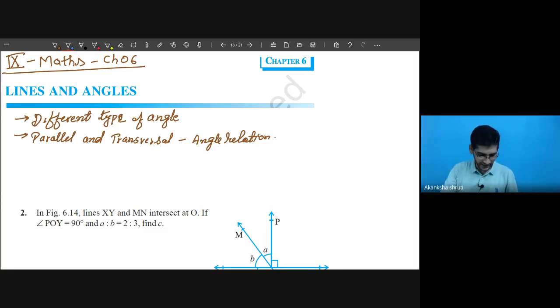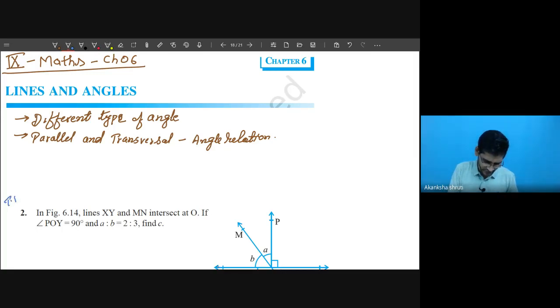Good evening, students. Today we are going to solve some of the important questions based on the concept of lines and angles. What are the different types of angles? What is an angle bisector? What is complementary? What is supplementary? What is a right angle? Those things are related. Then the angles formed between the parallels and a transversal. So we are going to first solve the question from our textbook.